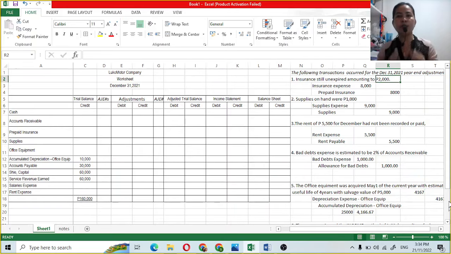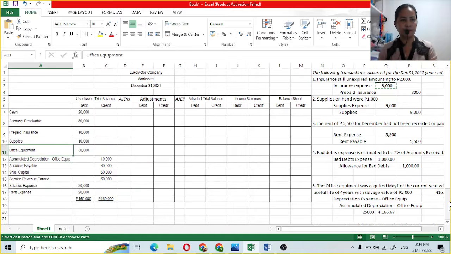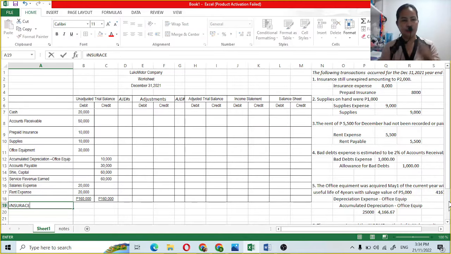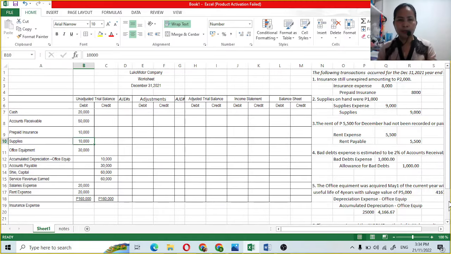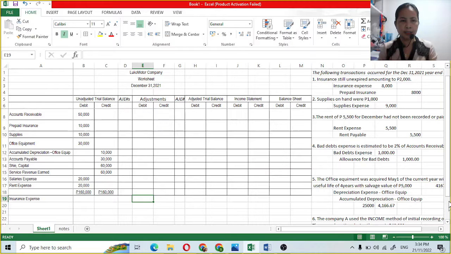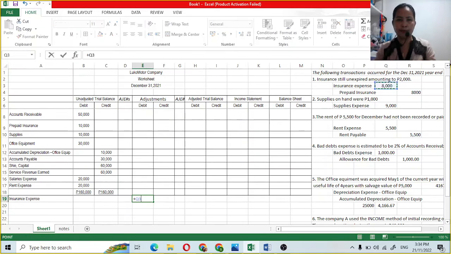Okay po? So, insurance expense na 8,000 pesos. Okay? So, debit na insurance expense. Meron bang insurance expense? Debit. O, so wala. Idadagdag natin dito. Insurance expense. And then, 8,000 pesos na debit. Ilalagay po natin siya dito sa adjustment. Okay? So, 8,000 pesos. I-copy ko lang ha.